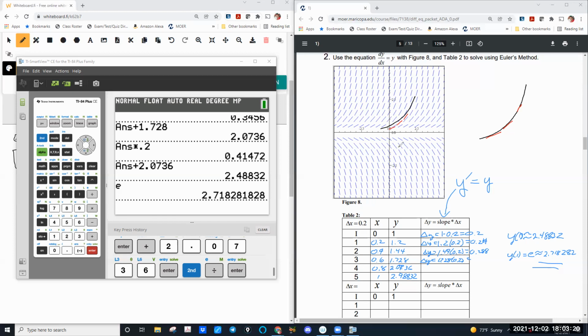Same thing if we did one below. If we were starting underneath because it's concave down, our tangent lines would all sit on top. So anything we get from Euler's method would be an overestimate.